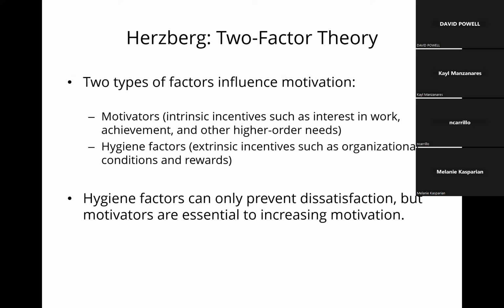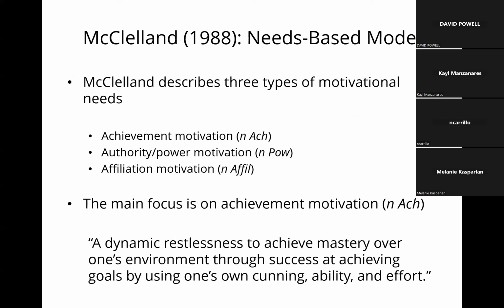So the content of motivation really tends to lie with those motivators, as opposed to the hygiene factors, which are your extrinsic incentives, things such as organizational conditions, rewards for performance. Those hygiene factors, according to Herzberg, can prevent job dissatisfaction, but they will not in and of themselves lead to motivation. In order to motivate employees, you need to rely more on those motivators, those more intrinsic types of incentives, like interest in work, desire for achievement, and those higher order types of needs. So what Herzberg does is he adds a little bit more nuance onto the Maslowian hierarchy of needs, as well as McGregor's dichotomy of theory X and theory Y.